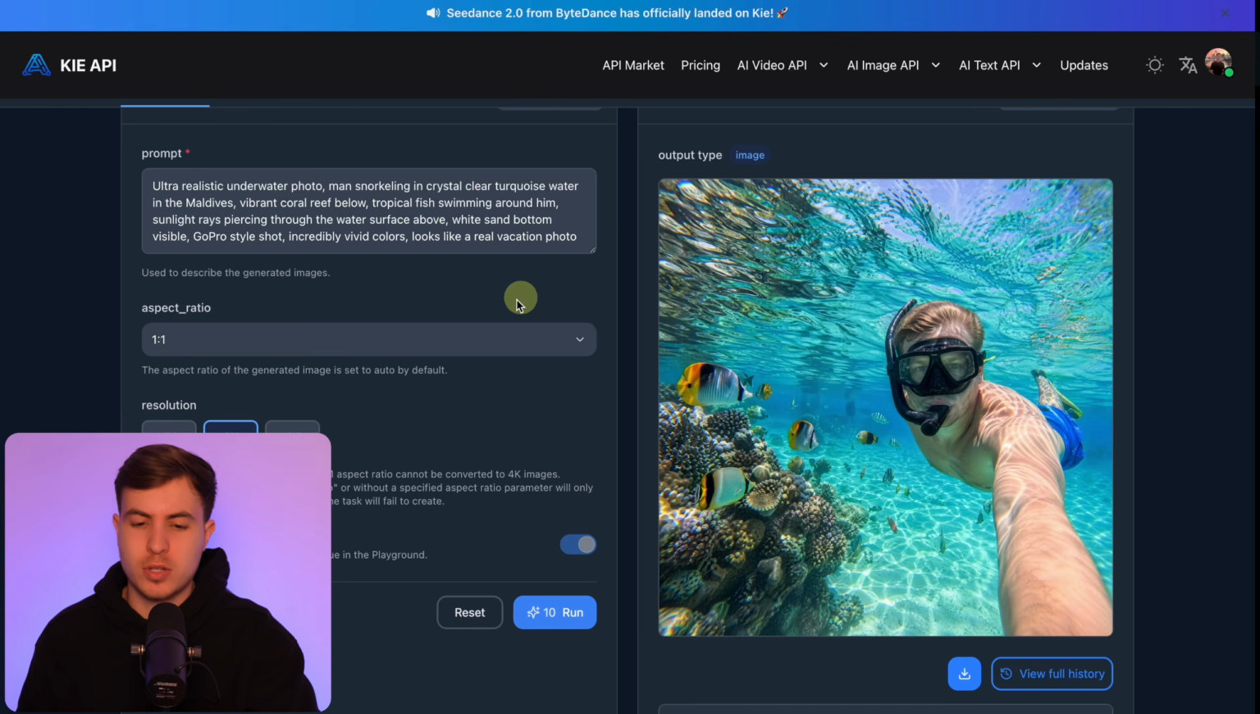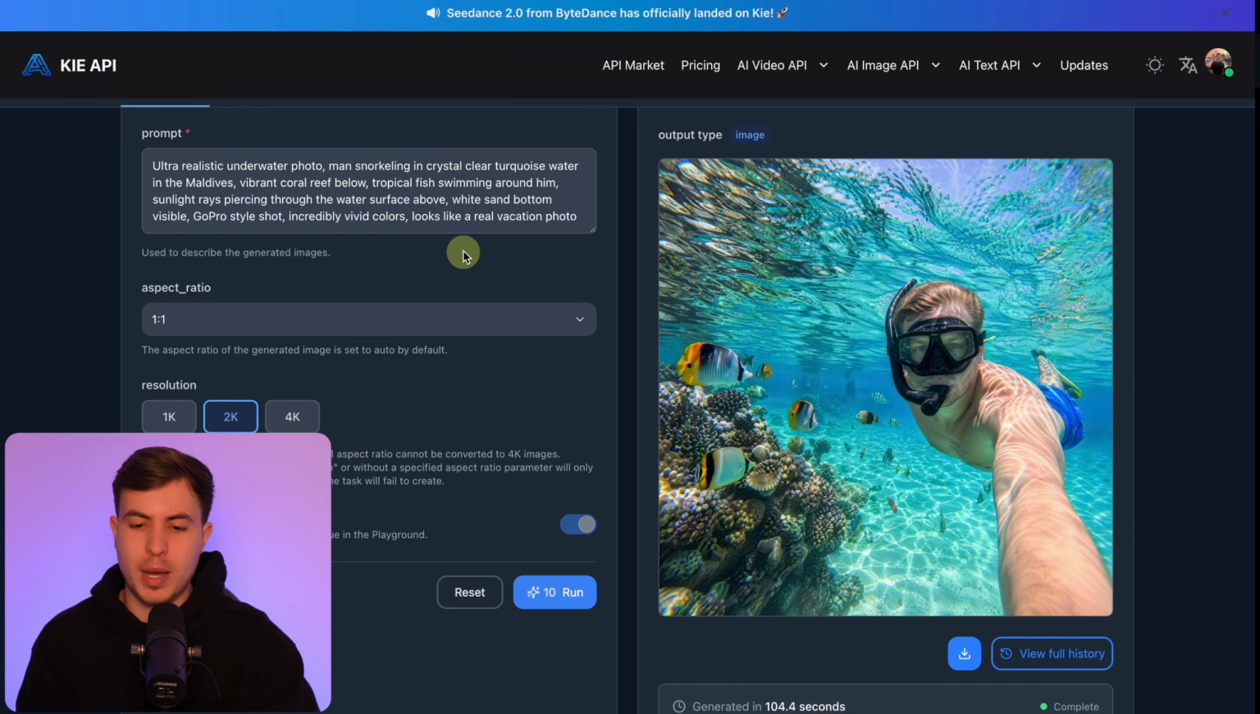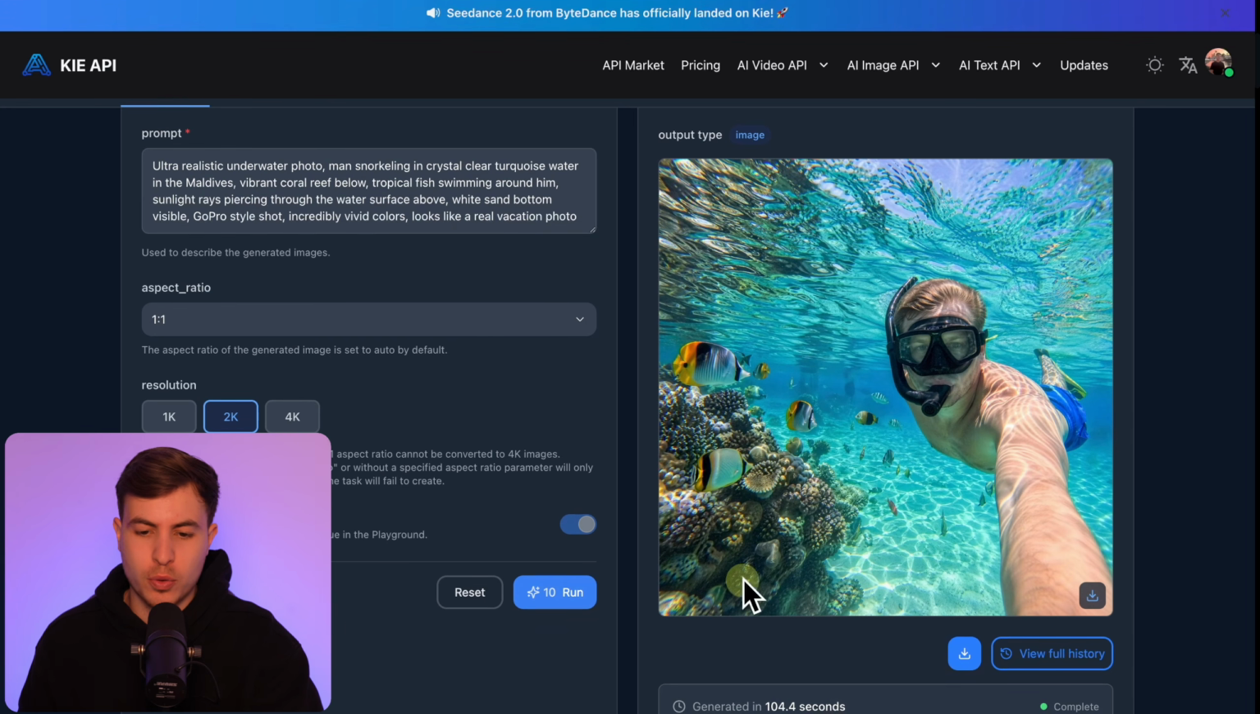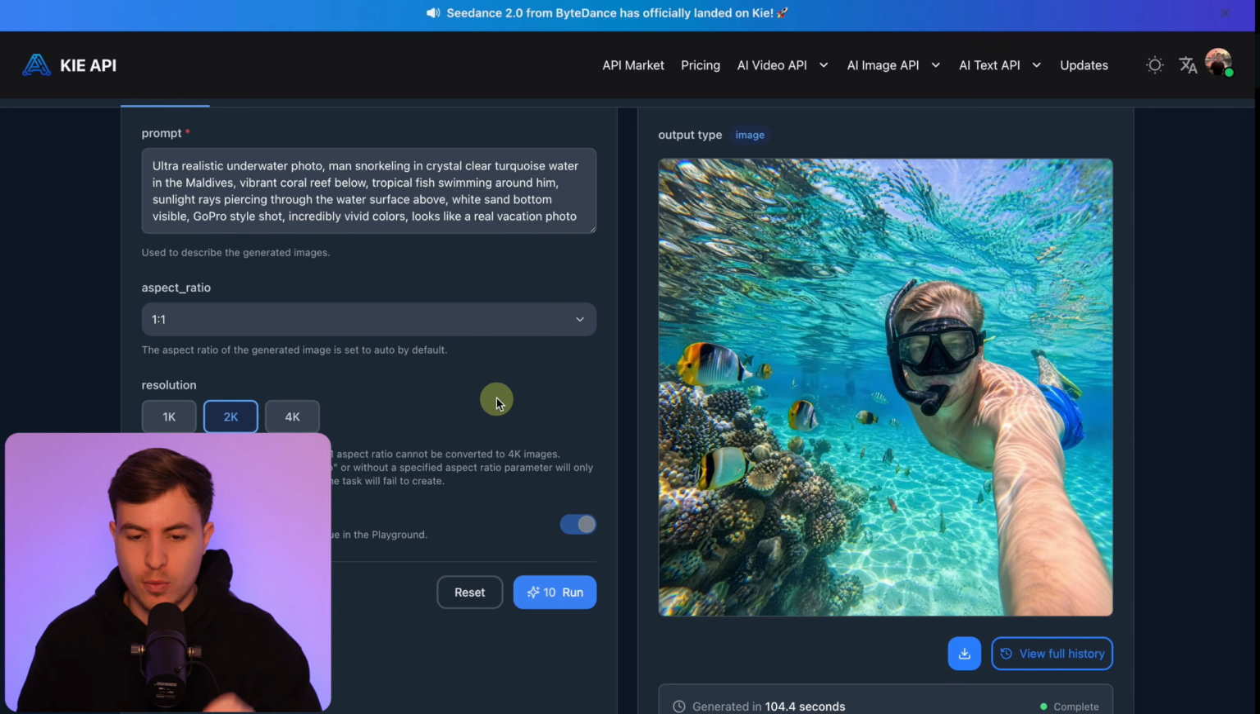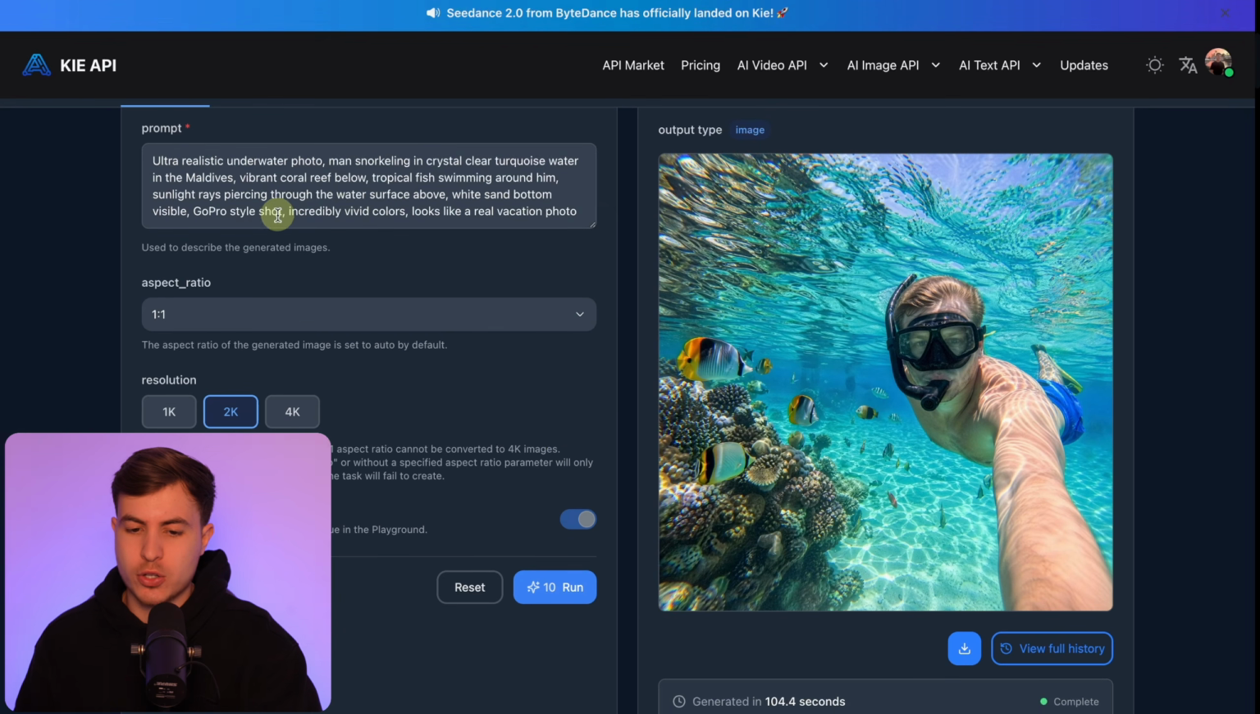And this is the prompt that I used to generate the image. Ultra realistic underwater photo of a man snorkeling in crystal clear turquoise water in the Maldives. Vibrant coral reef, tropical fish swimming around him, sunlight rays, white sand, GoPro style shot, incredibly vivid colors. So I would have to say this did a pretty good job. And this is the GPT Image 2 model.